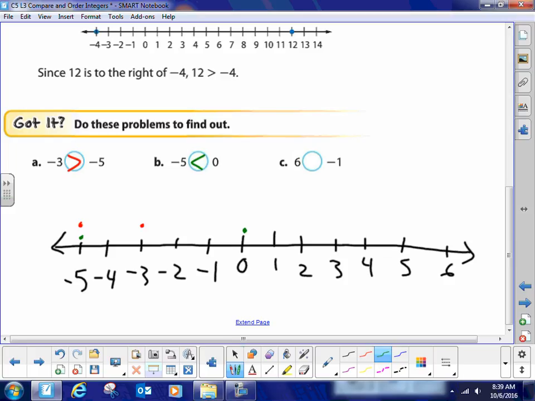And the last one, I will use my blue pen. They use negative 1 and 6. Again, looking to the right, we see that 6 is greater than negative 1. Also, for B and C, any negative number is smaller than any positive number. While 0 is neither negative nor positive, 0 is still greater than negative 5.